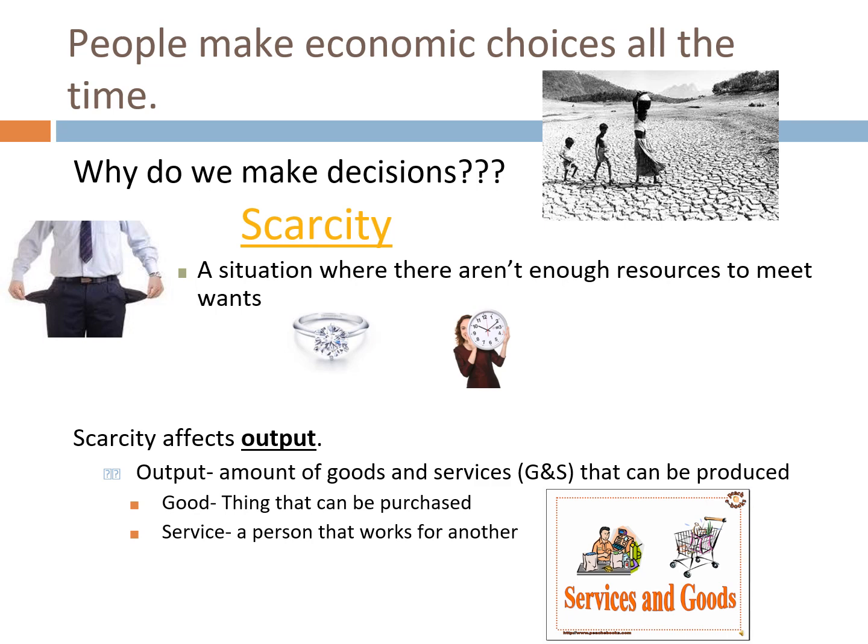And this idea of scarcity affects what's called output, which is the amount of goods and services that can be produced. You've probably heard that term, goods and services. Goods are basically the things that you can purchase, touch, and feel, like food and clothes, whereas services are things you pay for that people do for you, like plumbing, electrician work, or fixing your computer.